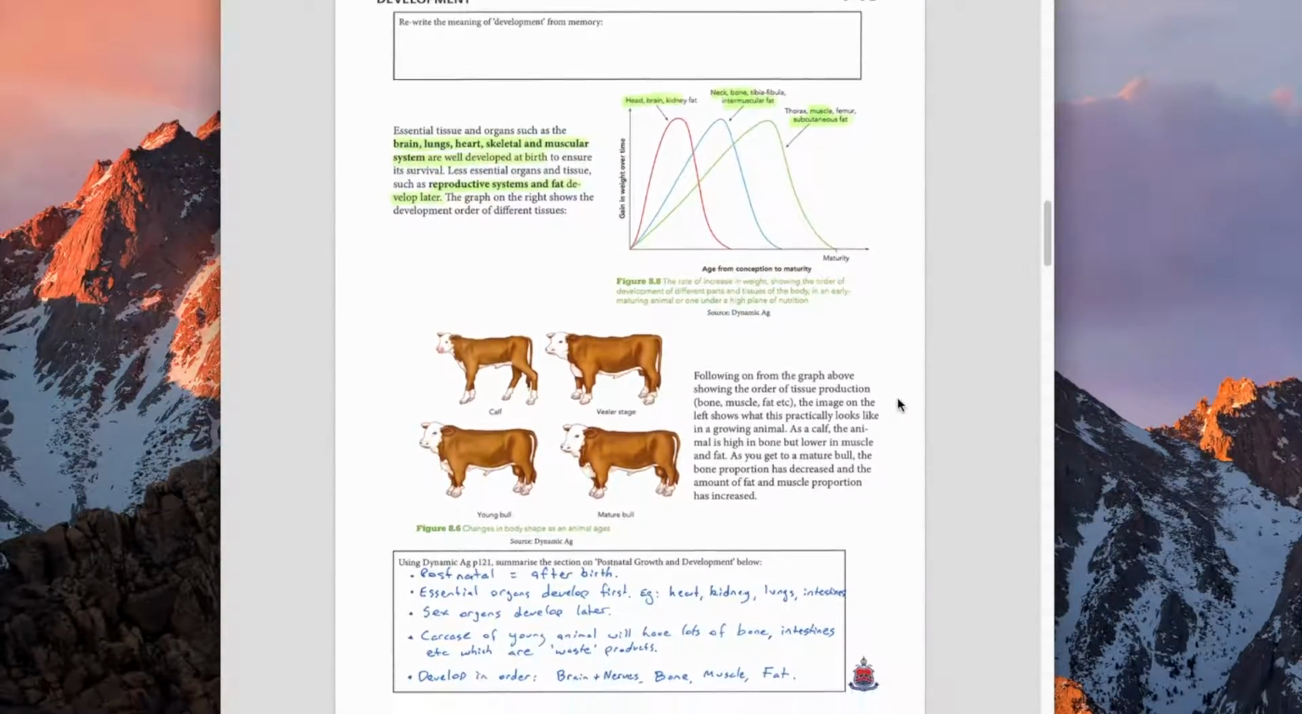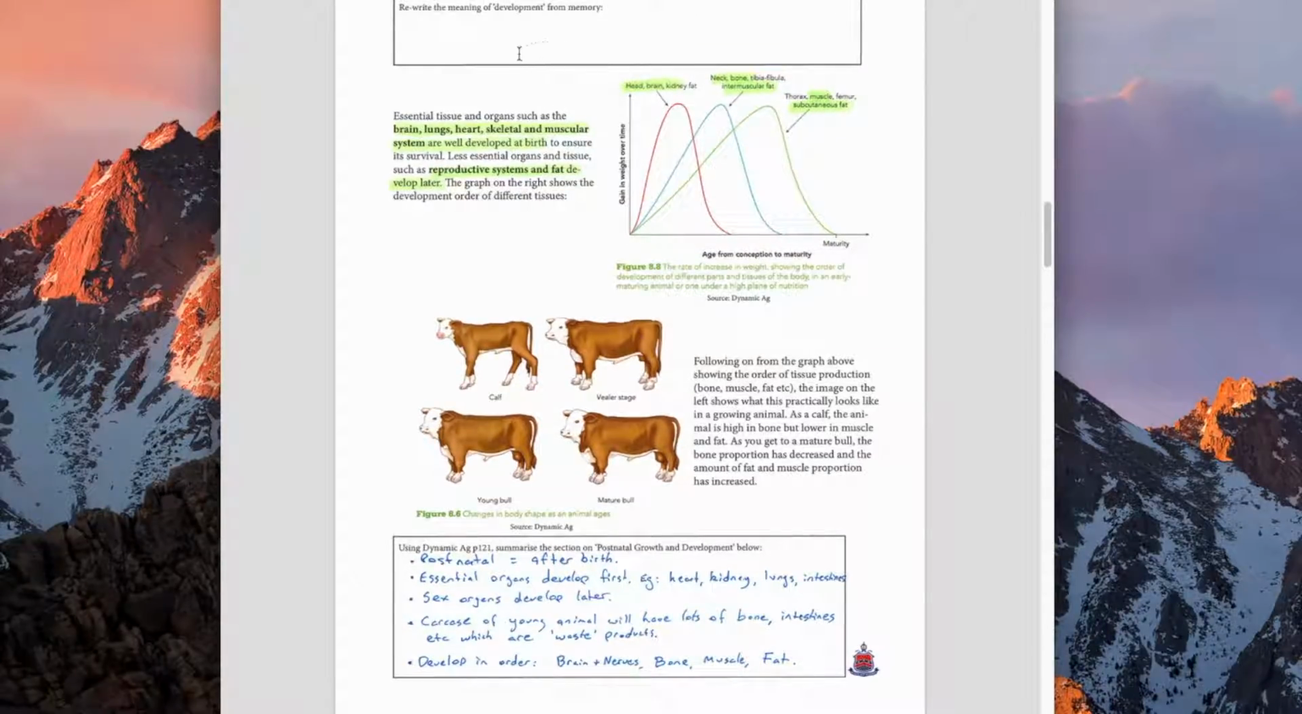Now we move on to development, and it's important to write here what development means. Hopefully you remember it from earlier on, but development is the change in the proportion of bone, muscle, and fat over the animal's lifetime. So it says here, essential tissue such as organs, and organs such as brain, lungs, heart, skeleton, and muscle systems are well developed at birth, obviously to ensure its survival, and then reproductive and fat systems develop later.